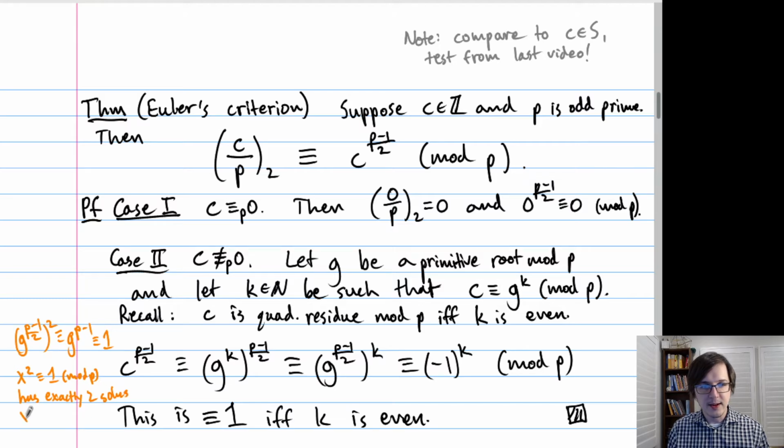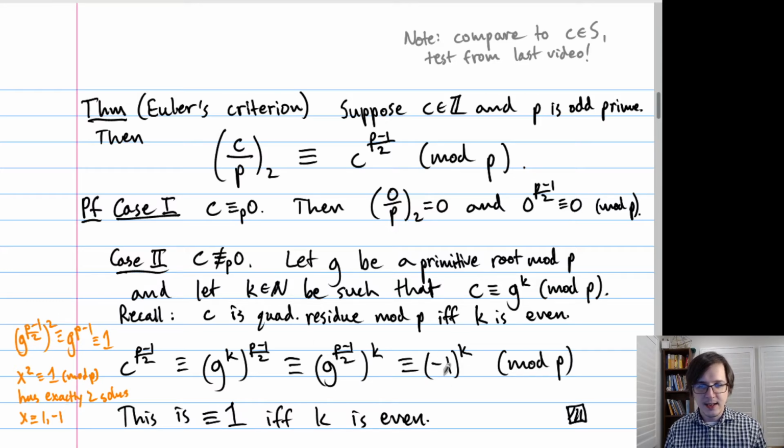And we can write them down. x is 1 or minus 1. So, first of all, we know that g to the p minus 1 over 2 can't be 1, because if it were 1, then p minus 1 over 2 would be an exponent smaller than the order of g, and that's not good. So anyway, it has to be minus 1, and that's what it is.